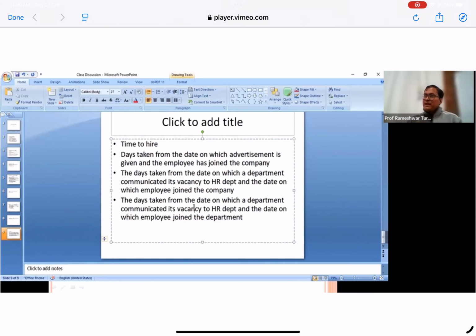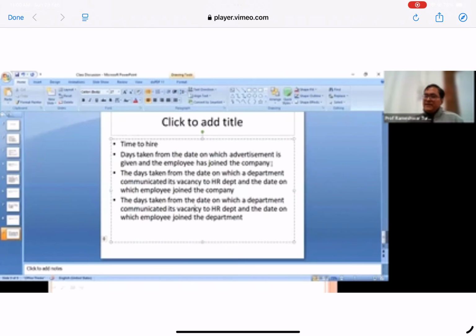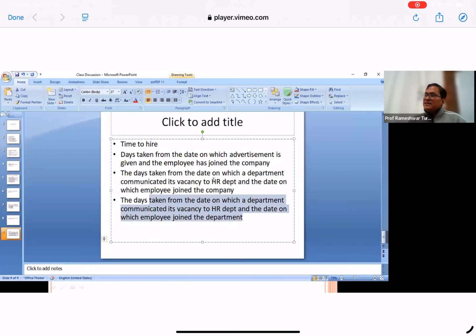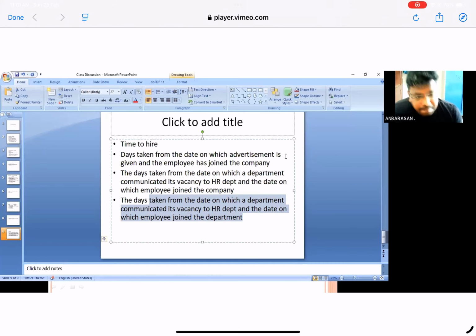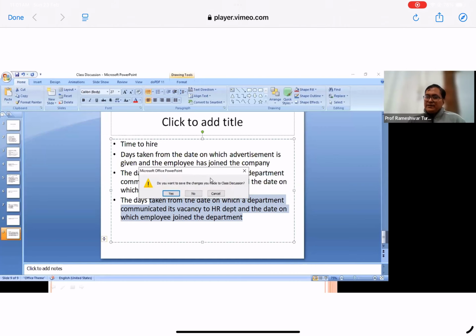Suppose as IIM Kashipur, I want to check against IIM Ranchi's time to hire, and if they have calculated it like this, then I have to see when IIM Kashipur gave the advertisement and when the faculty joined. Suppose that comes to 25 and here it is showing 50. That means IIM Kashipur is doing good. I should not just compare numbers. Look at the definition. Are you getting my point? Yes, this is very important.